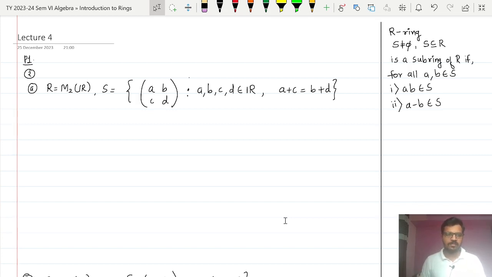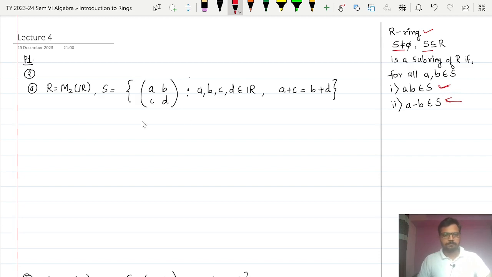As explained previously in the subring criteria, if you have a ring R and a non-empty subset S of R, it is said to be a subring if these two conditions are satisfied. The first one is, for all a, b belonging to S, ab should again be in S, and a minus b should also be in S. The second condition takes care of the additive properties and the first condition takes care of the multiplicative properties that are there in the definition of a ring.